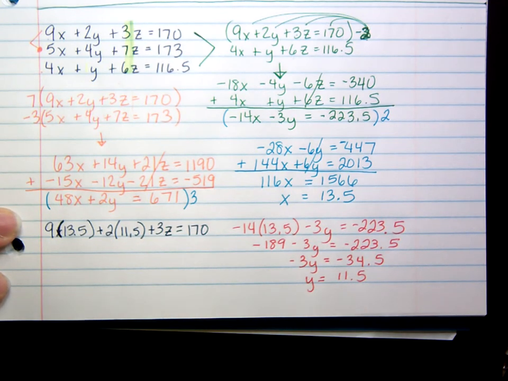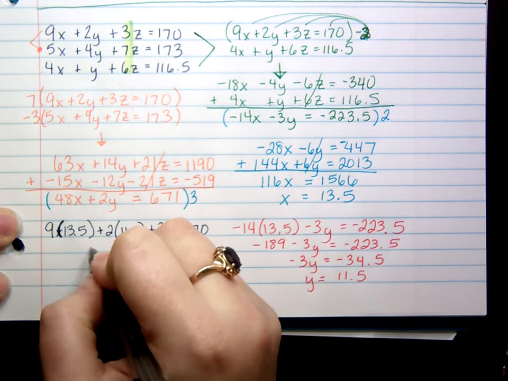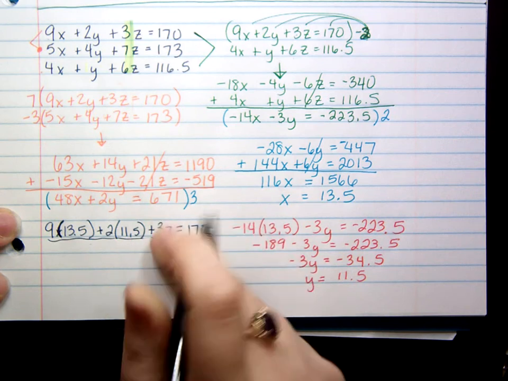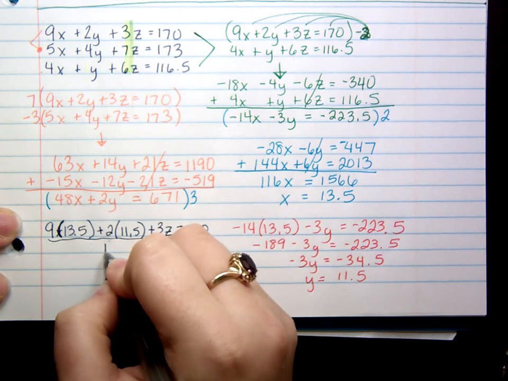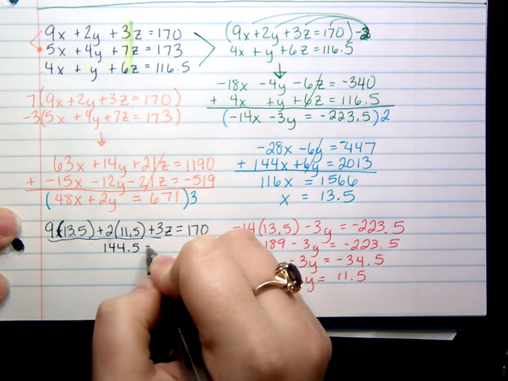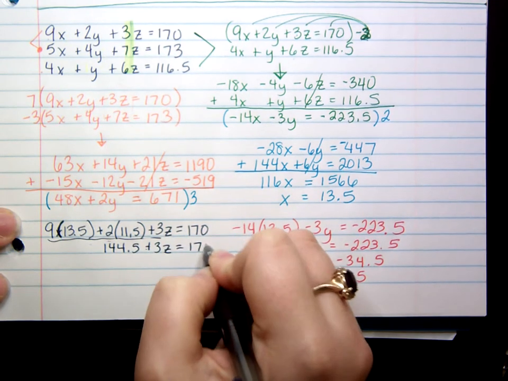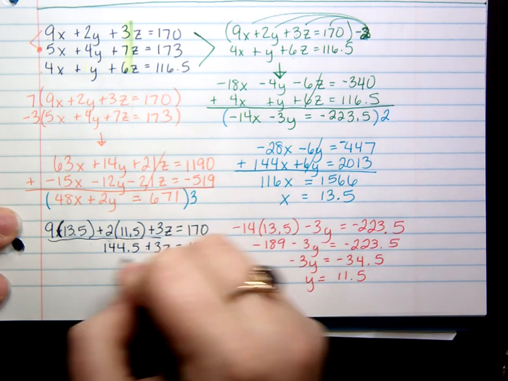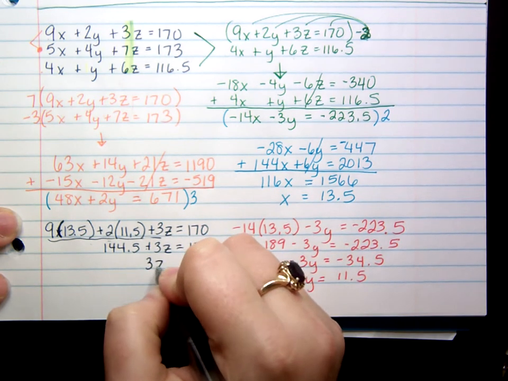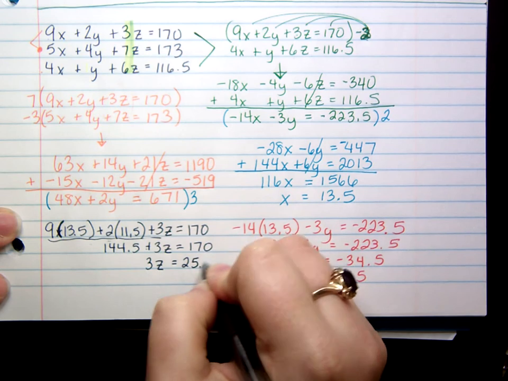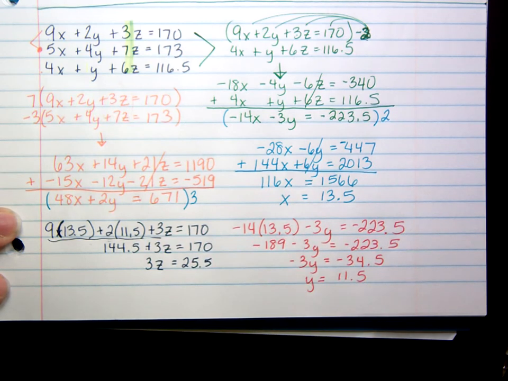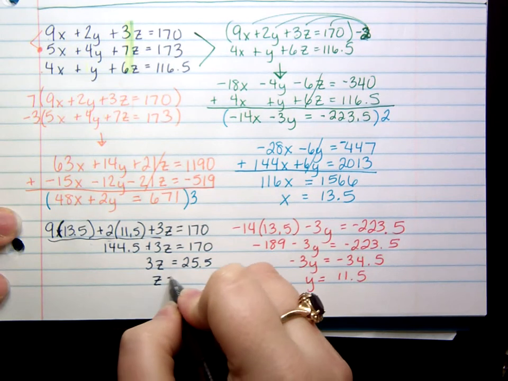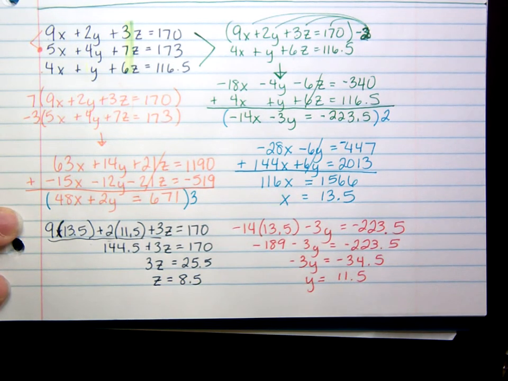So first, I'm going to simplify the left side of the equation. This part right here, not the 3z part, this part right here gives me 144.5 plus 3z equals 170. When I subtract 144.5 from both sides, I get 3z is equal to 25.5. So when I divide by 3, I get 8.5 for my z value.